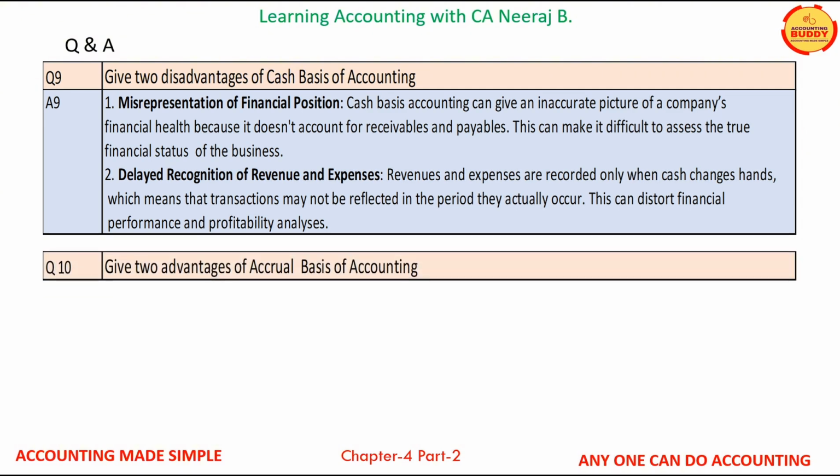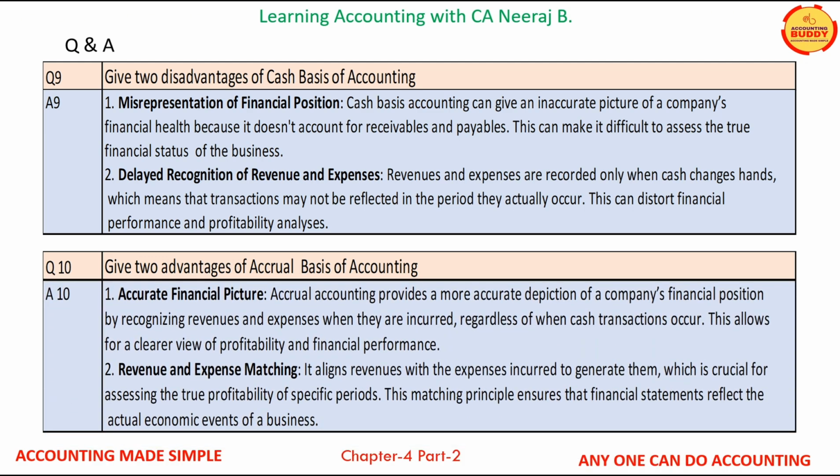Question number 10. Give two advantages of accrual basis of accounting. Number 1. Accurate financial picture. Accrual accounting provides a more accurate depiction of company's financial position by recognizing revenues and expenses when they are incurred, regardless of when the cash transactions occur. This allows a clearer view of profitability and financial performance.